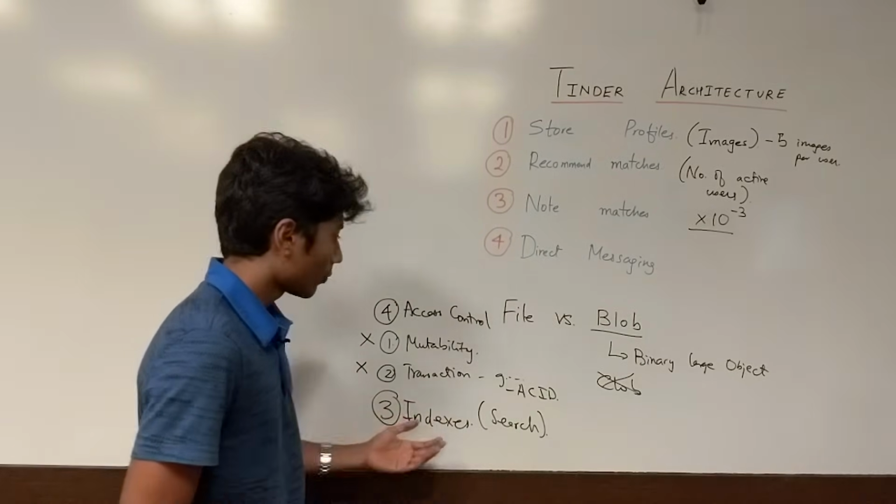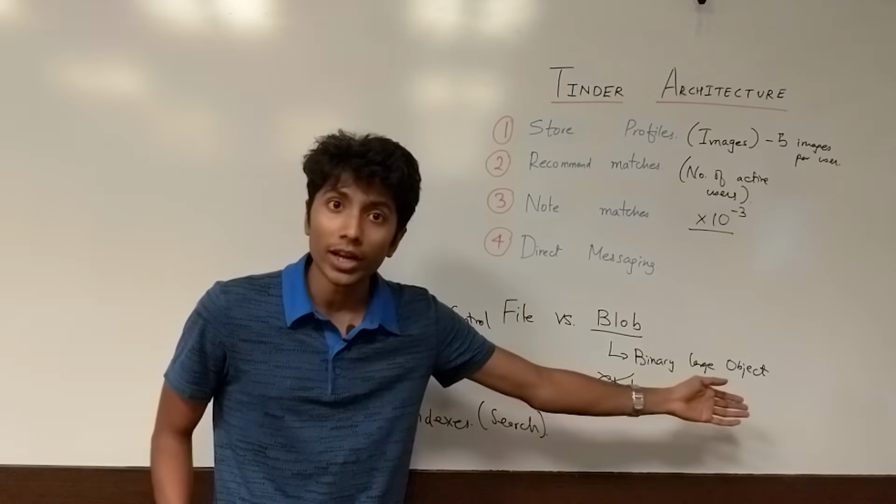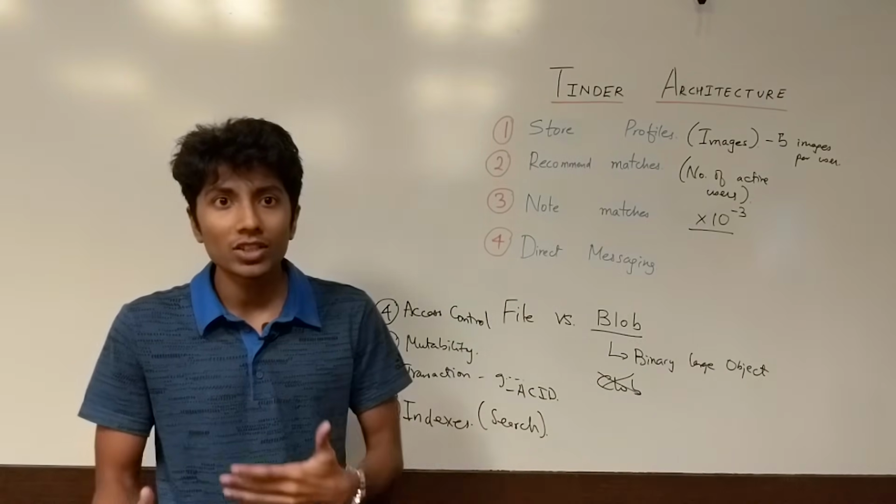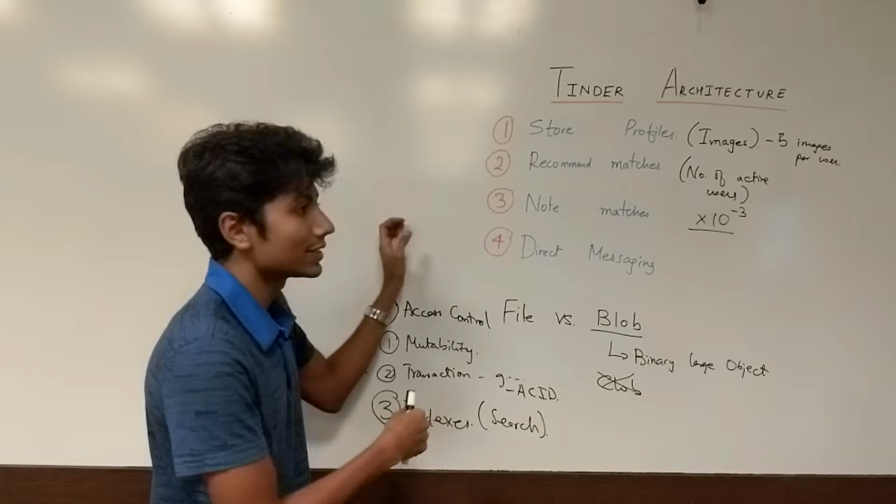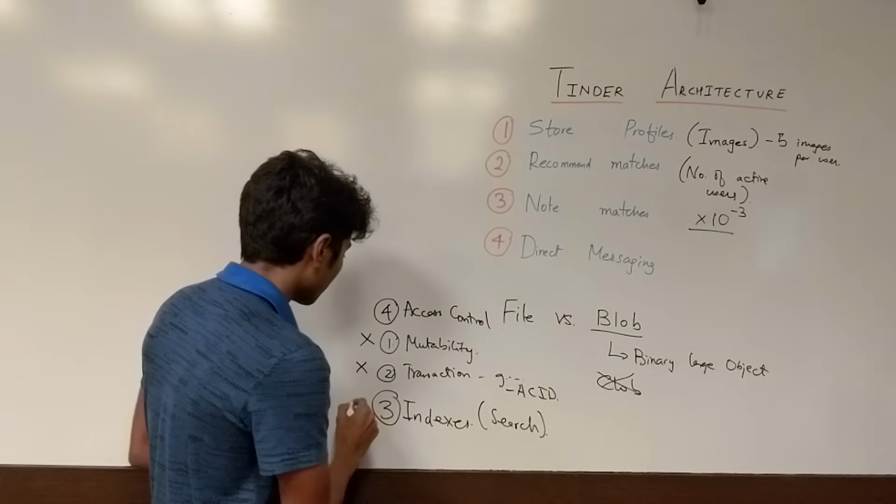So for a binary large object, that's useless because you're never going to be searching on the content of the file. That's going to be ones and zeros, right? So you can get rid of that.